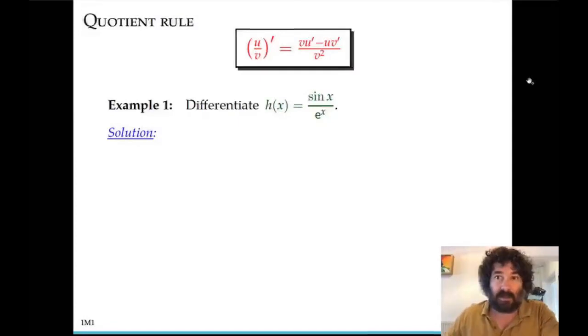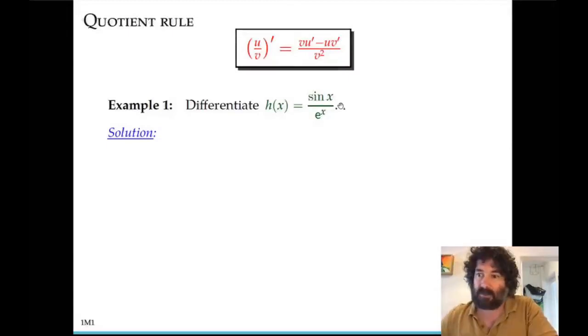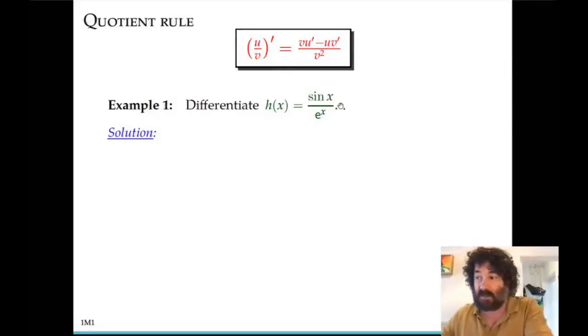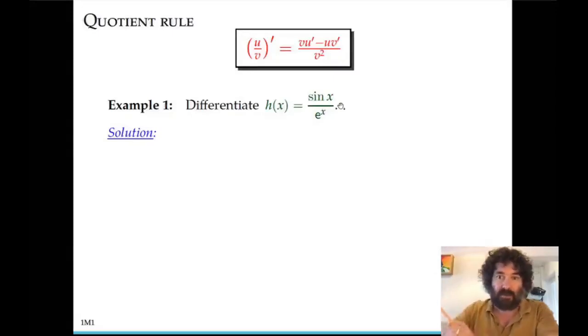And so once again, I should have it here at the top of the slide for your reference. And here we have a quotient of two functions, sine of x divided by e to the x. I'll apply the quotient rule in order to take the derivative of this. And the two functions we're dividing, sine of x and e to the x, these are ones that are in the table, so you can know what the derivatives of those are straight away.